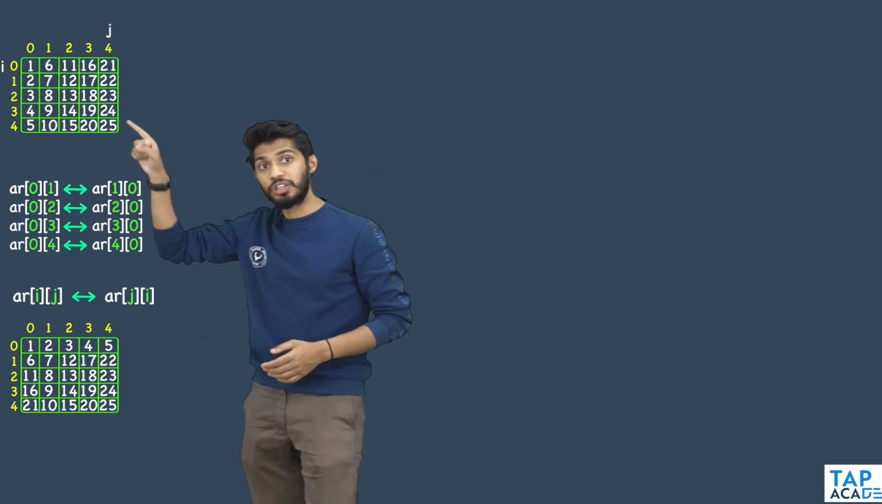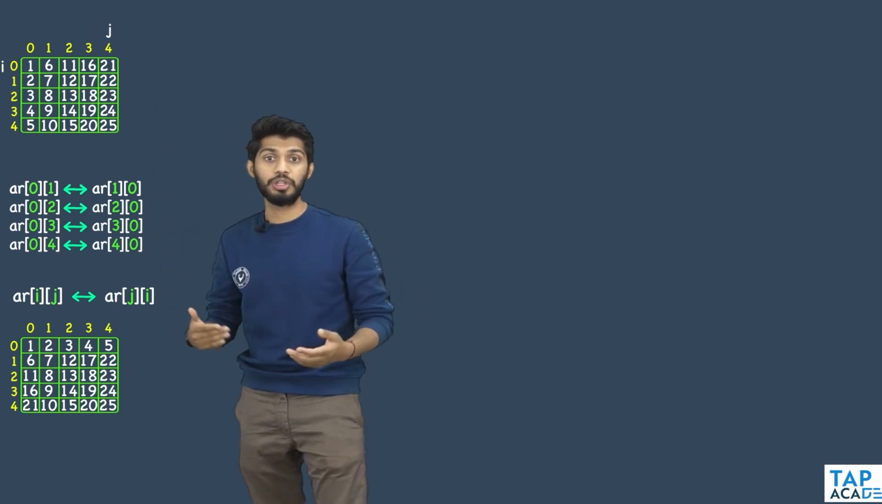Now let's see whether the same thing works out when the value of i is 1, or I can say in the second row as well. Do I need to implement the same thing? If I go to the second row, what exactly happens?